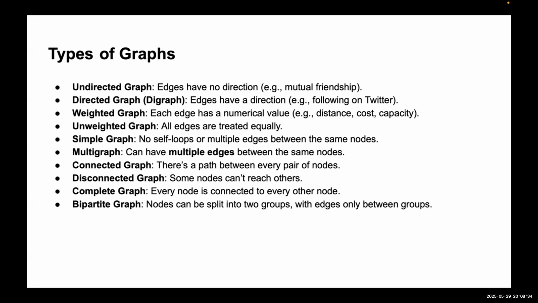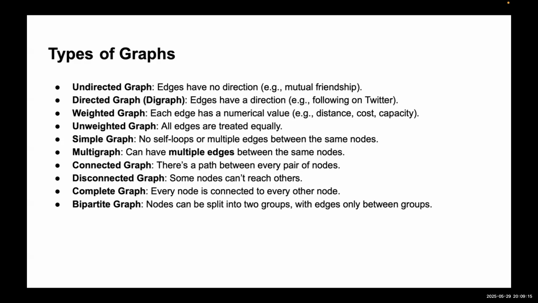If it is a connected graph, there is a path between every pair of nodes. In our example of the people present in this Zoom call, if we make a graph, it is possible that it is a disconnected graph, so some nodes cannot reach each other, right? A complete graph is one in which every node is connected to every other node. And a bipartite graph means that the nodes can be split into two groups, like two layers in a neural network, right? Such a graph is a bipartite graph.